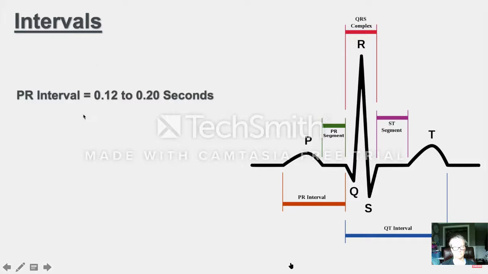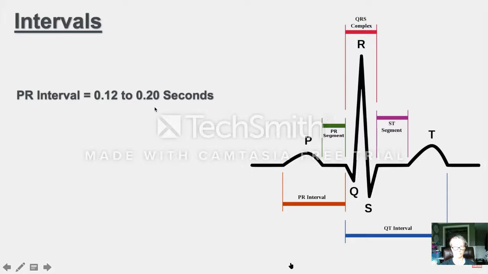This should be, and is normally, 0.12 to 0.20 seconds in duration. This you should commit to memory: 0.12 to 0.20 seconds. If it's longer than this, we're going to talk about AV blocks, and we'll get into that in later lessons, but just try to remember this amount of time. And remember, each of those large boxes on an ECG paper is 0.20 seconds.